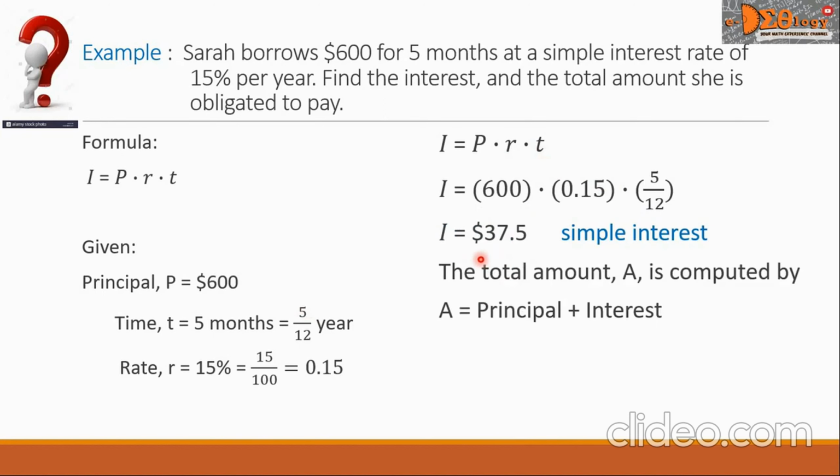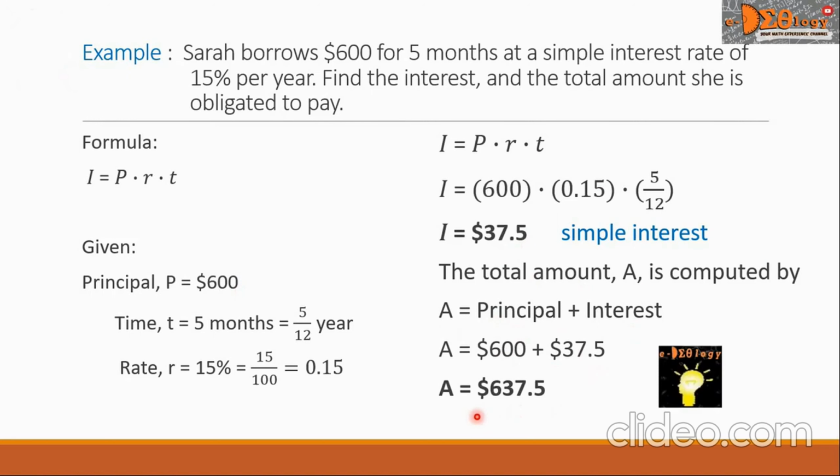Now, let us compute for the total amount denoted by A. And the formula is A equals principal plus interest. Principal is the $600 plus the interest that we have computed here, 37.5. And the sum is the total amount equivalent to $637.5. This is our final answer.